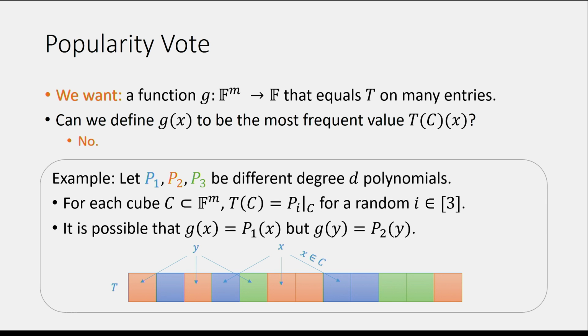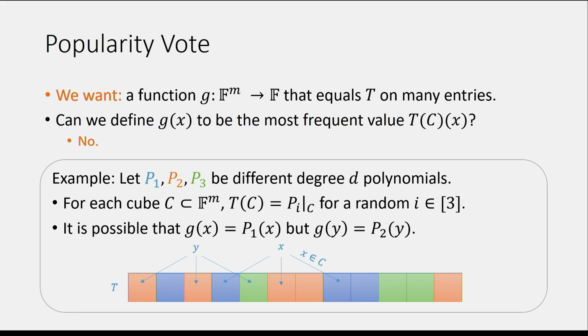So why doesn't it work? We can look at the following example. We have 3 different degree D polynomials, P1, P2, and P3. And each cube has a restriction of one of these polynomials at random. So this table, if you look at the test, will pass the test with probability about 1/3. Because if we hit the same polynomial, we will pass. If we don't hit the same polynomial, we almost always fail. So definitely this theorem holds for that.